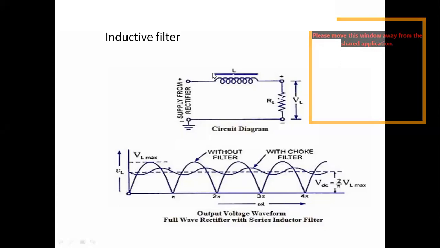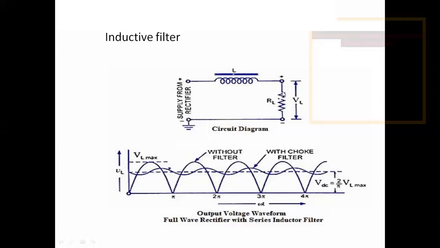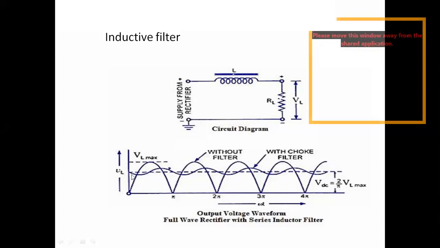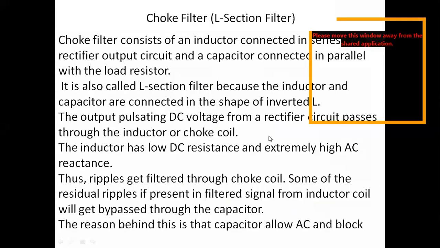So this circuit gives the inductive filter. After the rectifier circuit, we connect the inductor in series, and after that we connect the resistor RL. This is the inductive filter. For this also, we will get an output waveform. This is the choke filter.